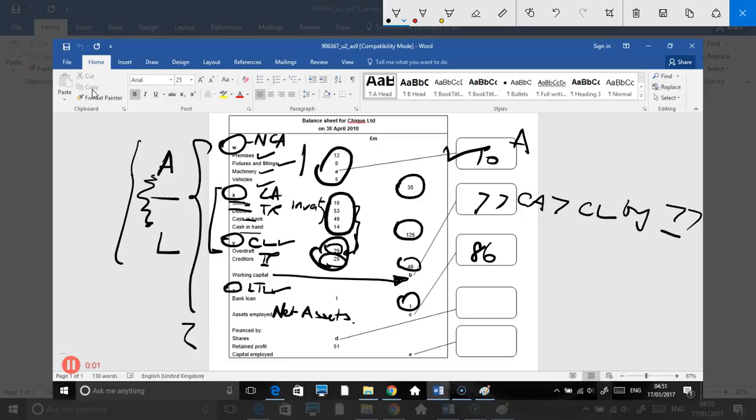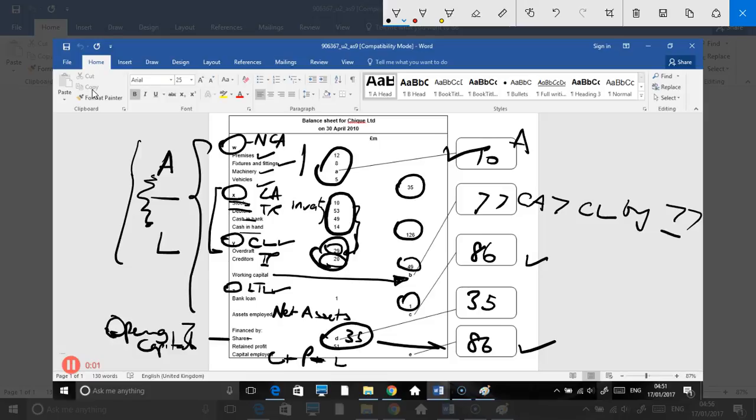Now, what they're calling shares is really ordinary, oh, it's really opening capital. This is just for a business, maybe a couple of people who own the business, but the same thing. We don't have any drawings in this case, but like I said, this is financed by. So we have the A minus L, and this is your C plus P plus A minus L area. And if retained profits are 51, that means that this must have been 35, because this has to be 86, because these two have to be the same. It's because 51 plus 35 together give you 86.